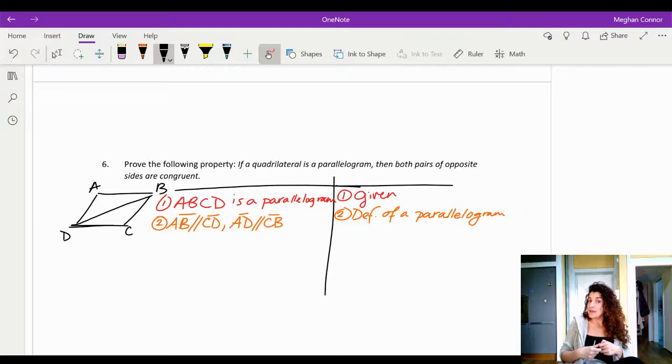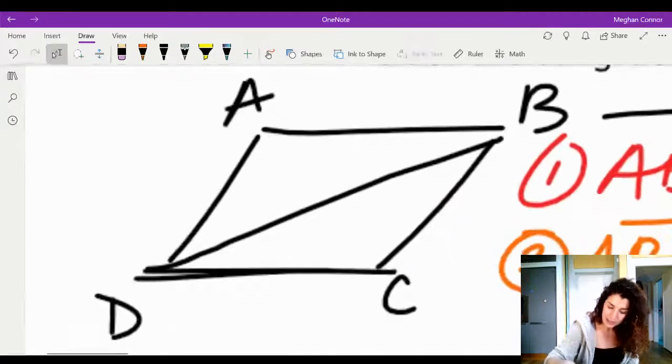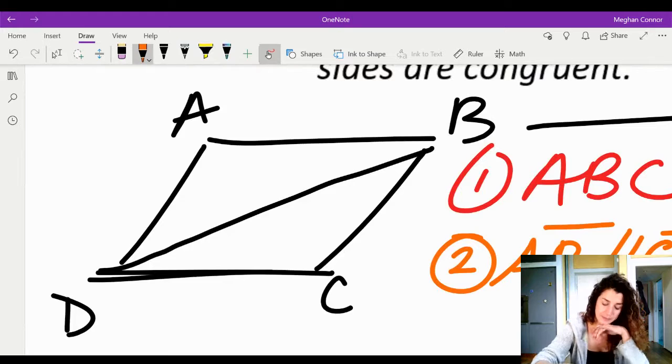I, though, first need to prove that they're equal. And the only thing I'm given is parallel lines. Parallel lines can only give us that angles are equal. So I'm going to start talking about angles. I am going to label my angles.